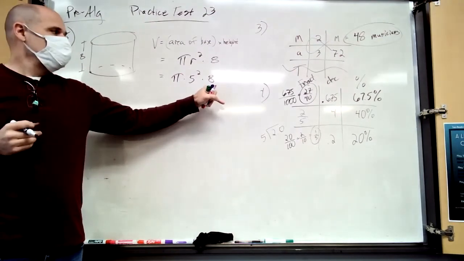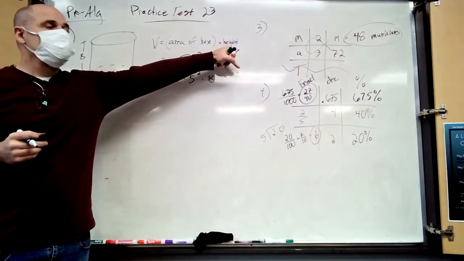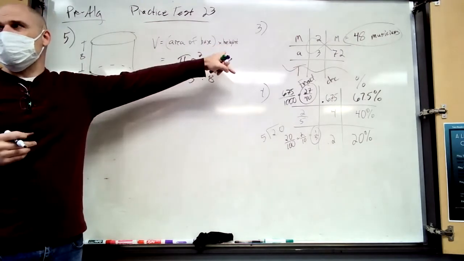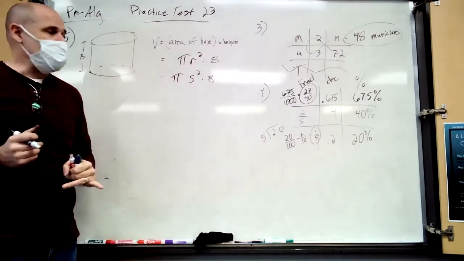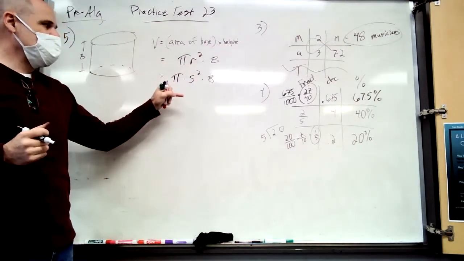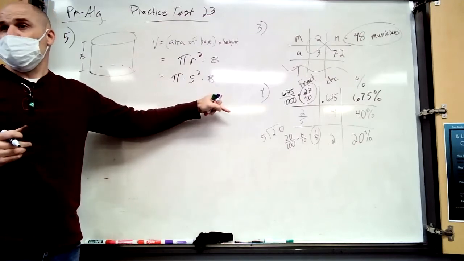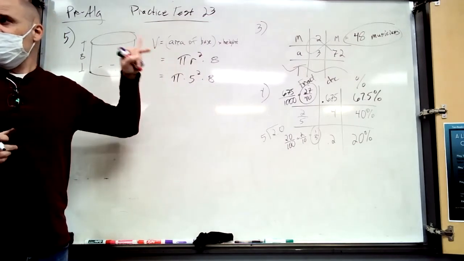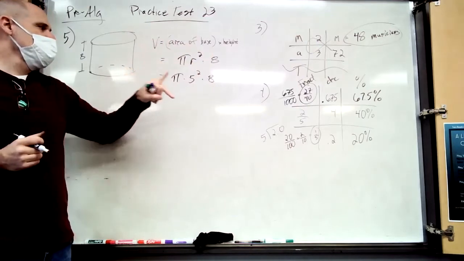Yeah, Mr. Flack, you said H. It's actually both. The height is the 8. Okay? I said pi r squared h. So r is 5, h is 8.